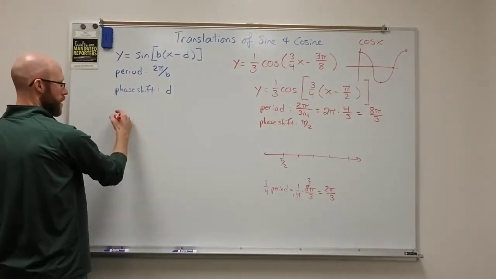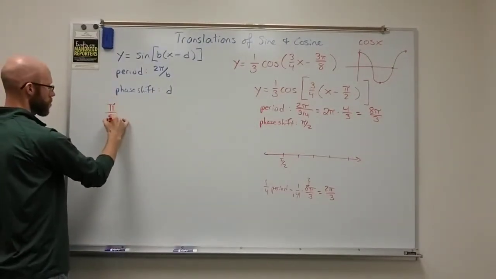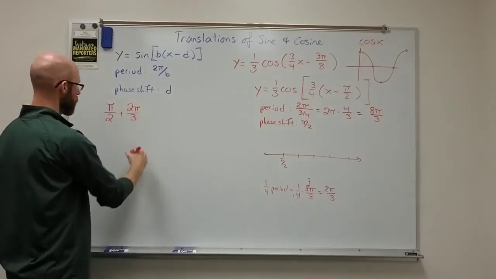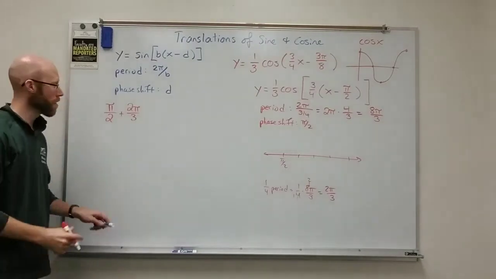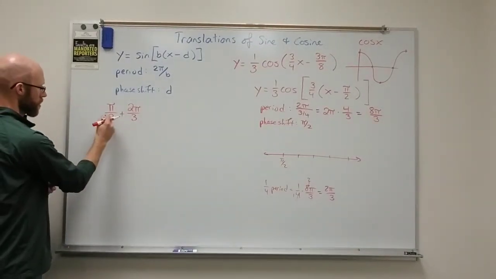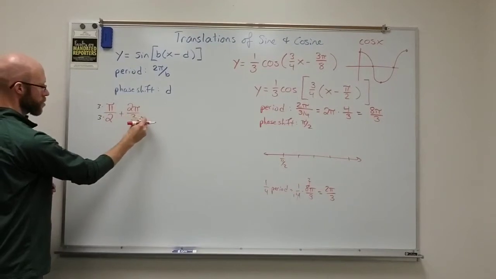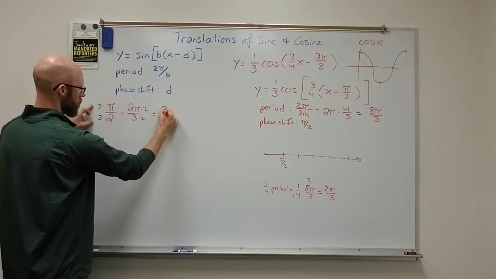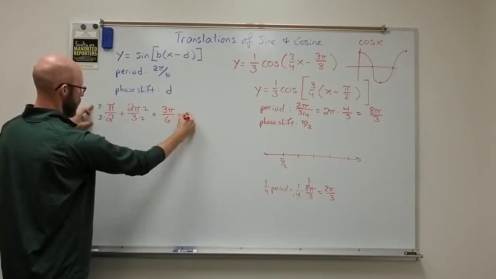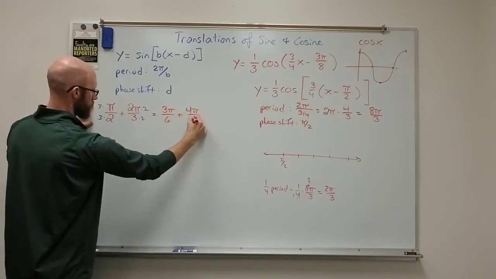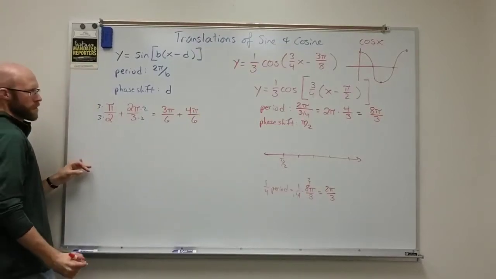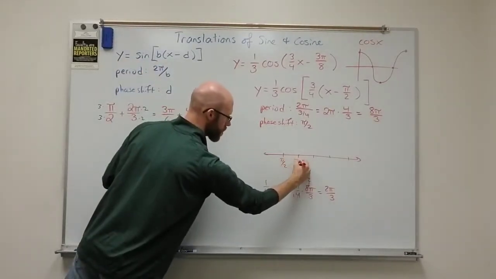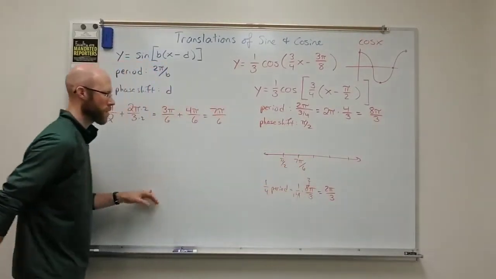So I'm going to start at the phase shift, pi over 2. I'm going to add 1/4 of the period, 2 pi over 3. I need a common denominator, which is 6. Multiply by 3 on the first fraction, 2 on the second fraction. That will be 3 pi over 6 plus 4 pi over 6, and that will be 7 pi over 6. 7 pi over 6, there we go.